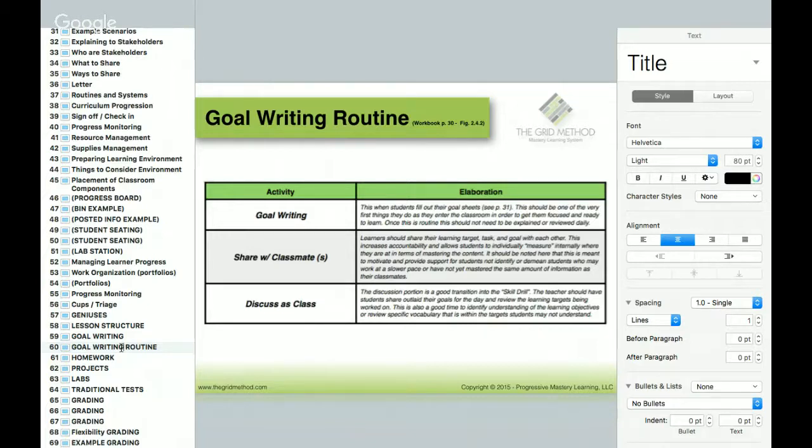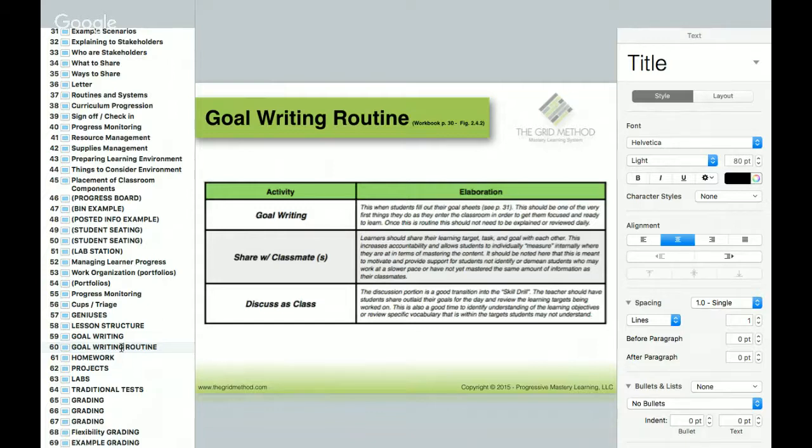That goal is going to include the target that they write for that day or that they're working on. That's going to include what they want to accomplish. It's also going to include the date. I then have them share with a classmate. So turn to your table partner or talk to the person across from you or something like that. And I let them tell it to someone else. And then I discuss as a class.